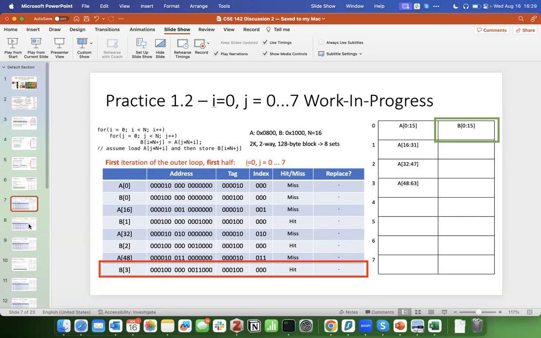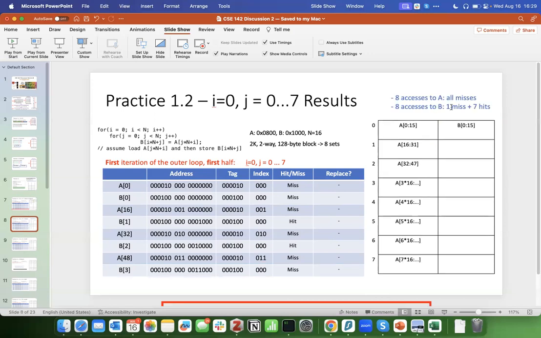So what we get at the end of, suppose I is 0, that's the first iteration of the alternate loop. And then J goes from 0 to 7. That's the first half of the inner loop execution. By the end of that, this is what I get, right? This is what the cache looks like. I have just one block for B0 to B7. Those are all sitting in the same block. And for each of the A accesses, A0, A16, A32, A48, they will go into different rows because they have different indices.